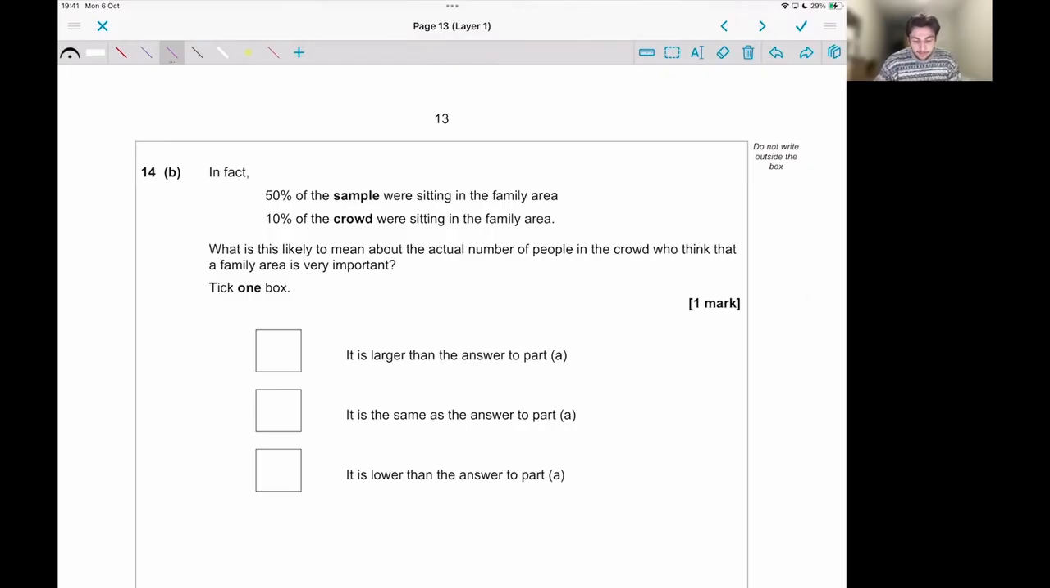In part B, we're told that actually, in fact, 50% of the sample were sitting in the family area and 10% of the crowd were sitting in the family area. So that means that half of the people we asked were sat in the family area, but the family area is only 10% of everybody who was at the game. So what is this likely to mean about the actual number of people in the crowd who think a family area is very important?